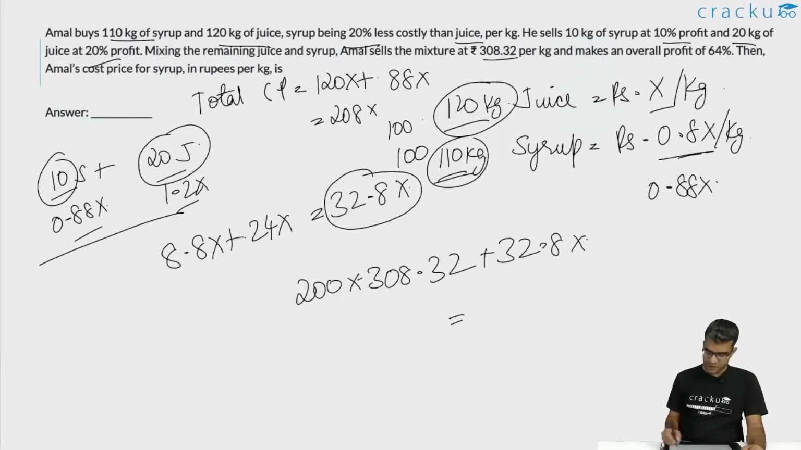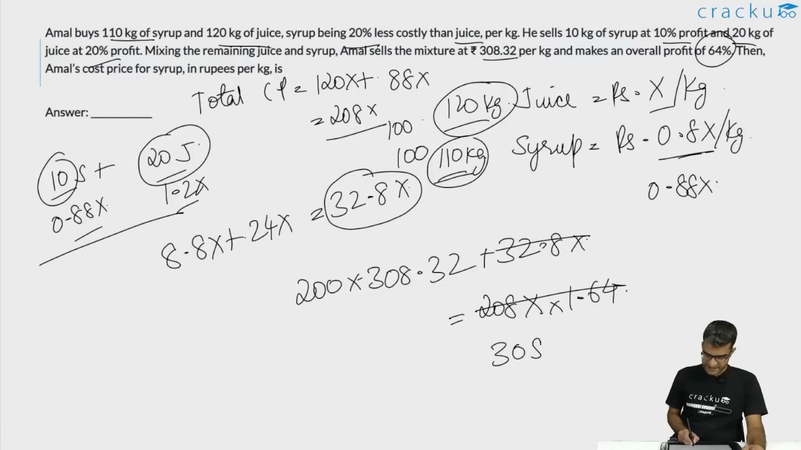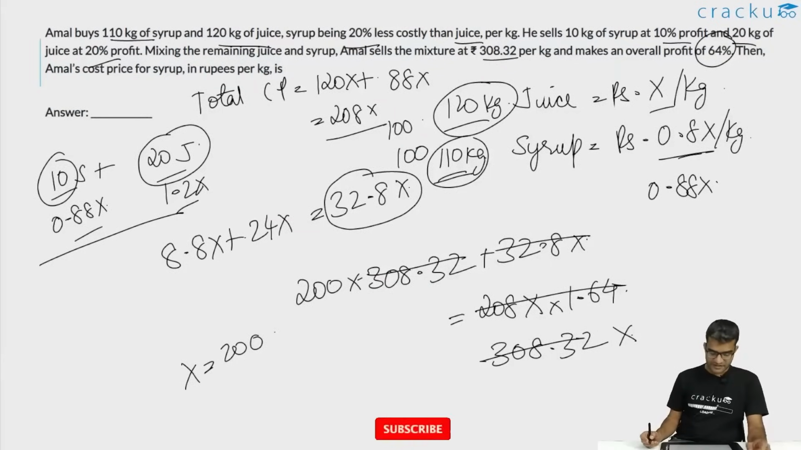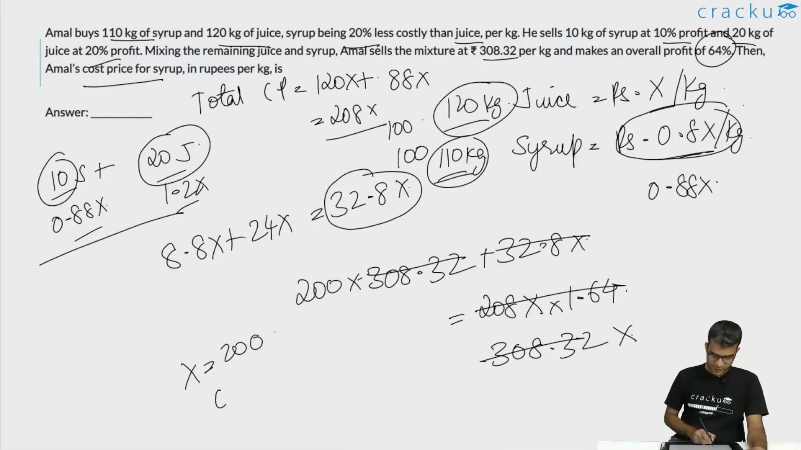Overall he made a profit of 64%. The total cost price is 208x. So this is equal to 208x into 1.64. You will notice that 208x into 1.64 minus 32.8x is equal to 308.32x. The question and the numbers have been designed in such a way that we can actually cancel 308.32, and the value of x is equal to 200. What are we asked to calculate? We are asked to calculate the cost price of the syrup, which is equal to 0.8x, which will be 0.8 into 200, which is equal to 160 rupees. That will be the answer.